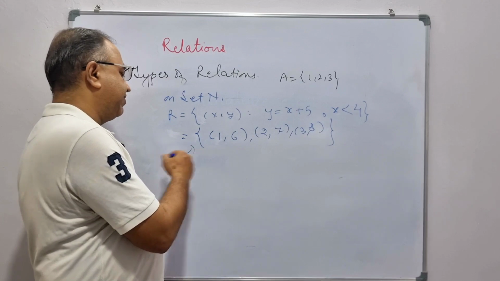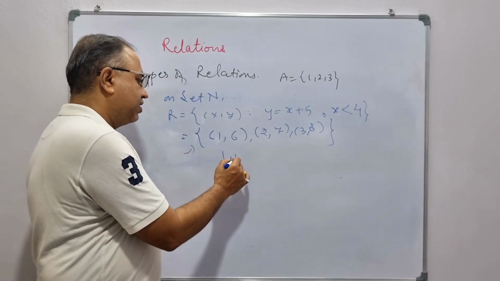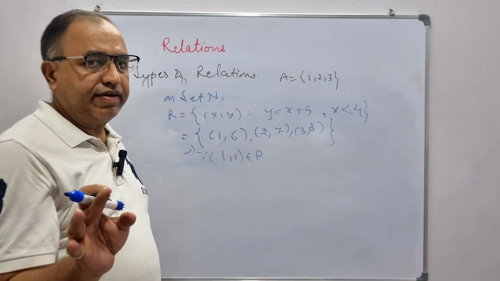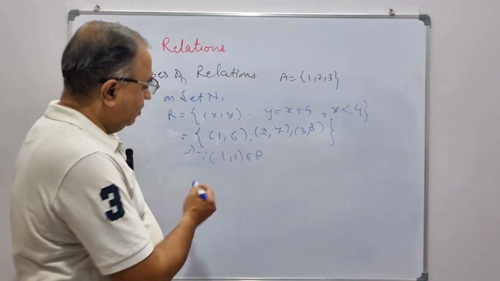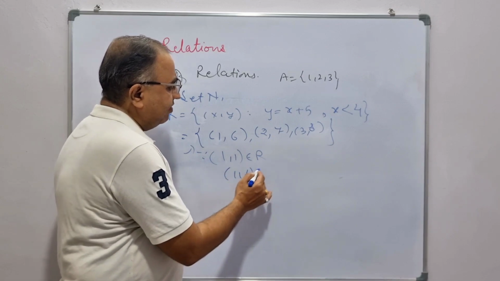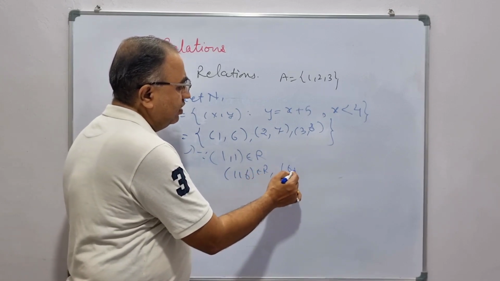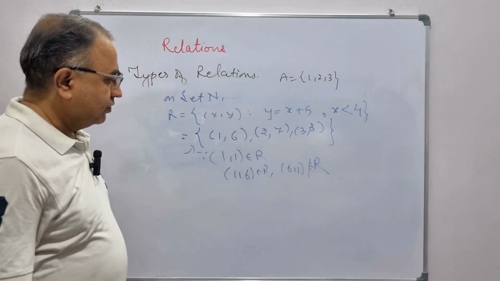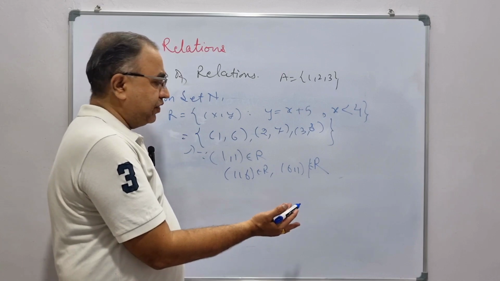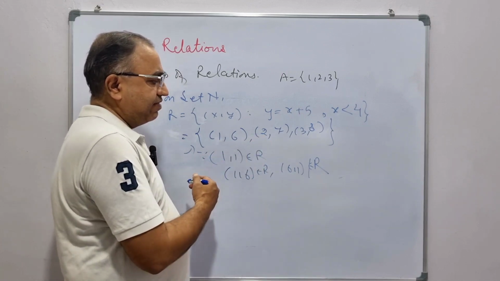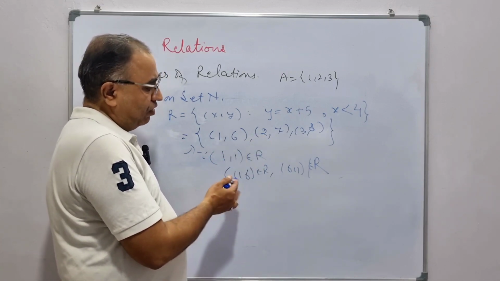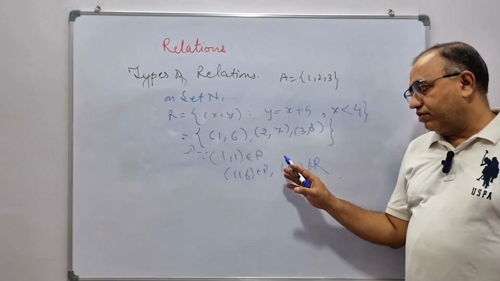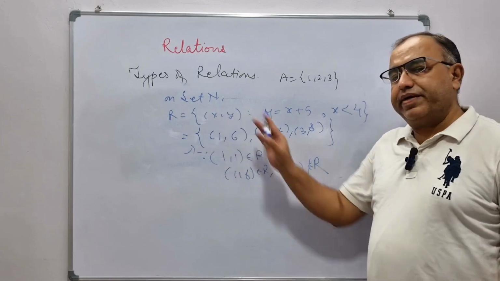Is this relation reflexive? No. Why? Simply write one example. Since (1, 1) does not belong to R, it is not reflexive. Symmetric? It's not, because (1, 6) is there, but (6, 1) is not there in the relation. Transitive? There is no continuity, no such pairs exist. Since the relation is not reflexive, it cannot be an equivalence relation.